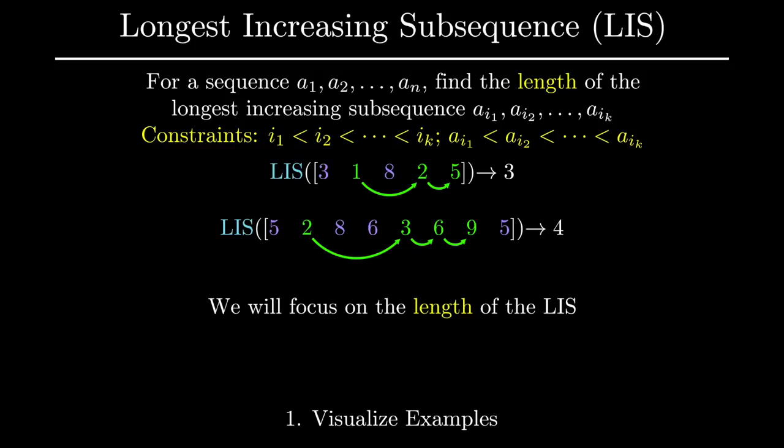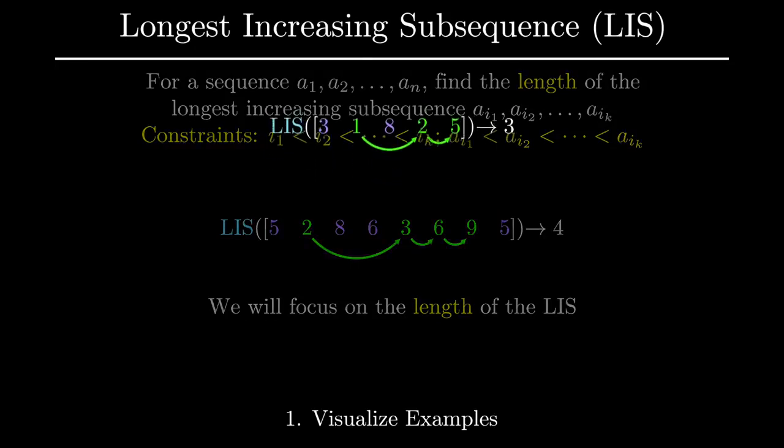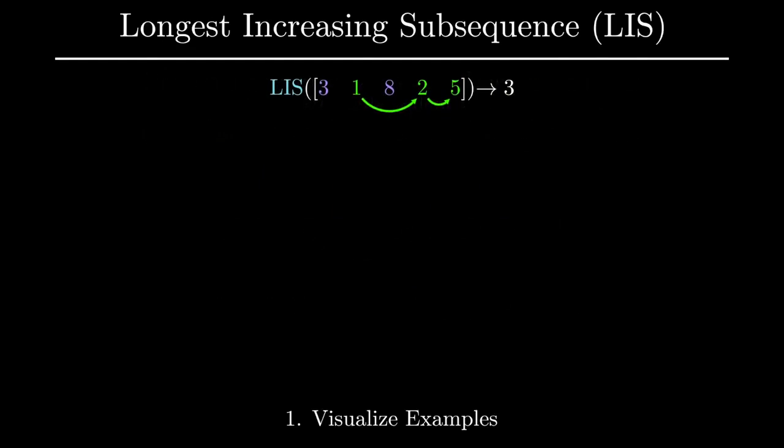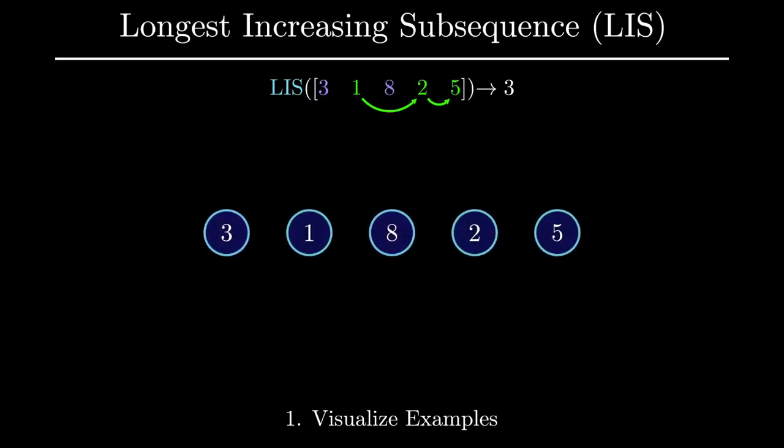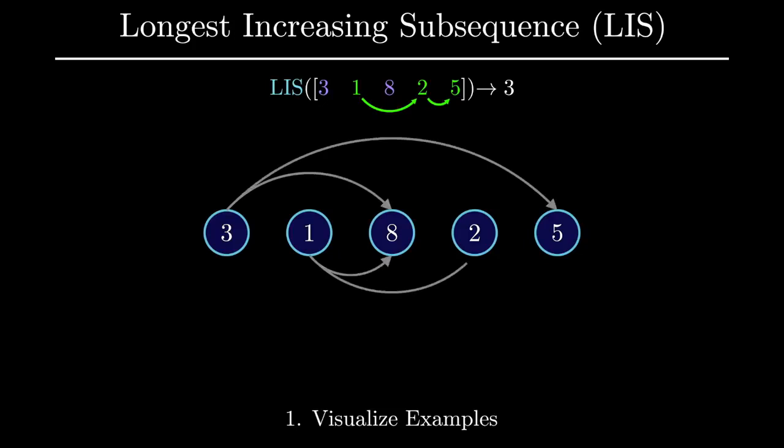A nice model that shows up all the time in dynamic programming is the directed acyclic graph. Imagine each element of the sequence is a node in a graph, and we construct a directed edge from one node to another if the node on the right contains a larger value. Here's what the directed acyclic graph representation looks like for this particular input sequence.